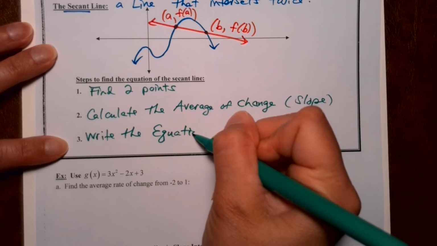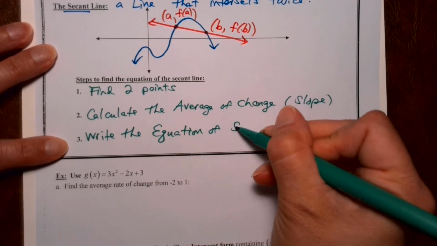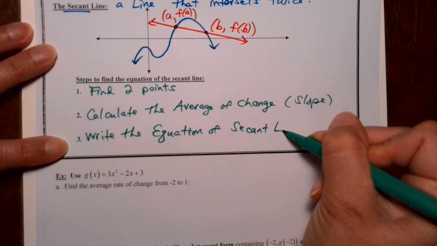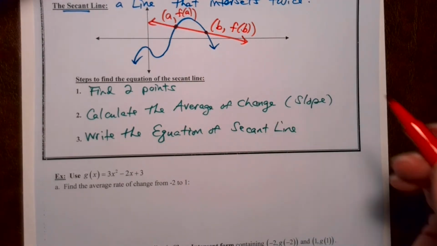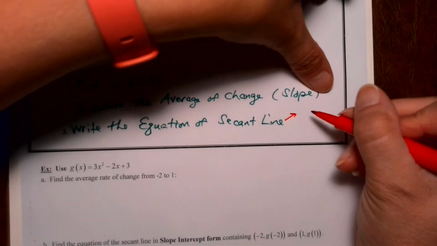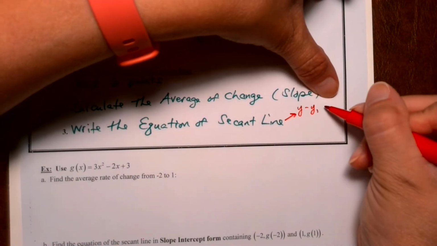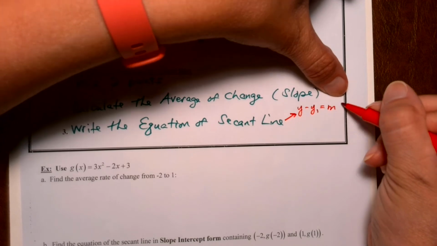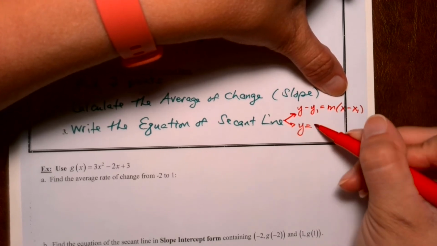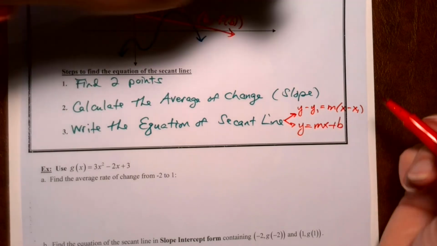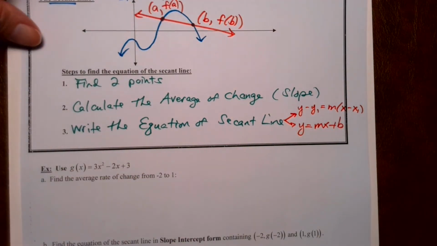Write the equation of the secant line, the line going through 2 points. There are 2 ways you could do the secant line. Remember, you could do point slope: y minus y1 equals m times x minus x1, or you could do y equals mx plus b, depending on the directions or the information given.